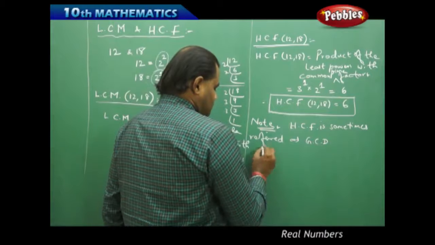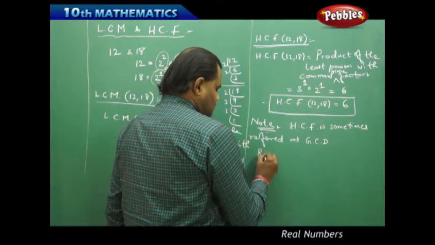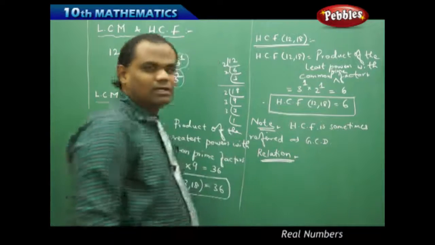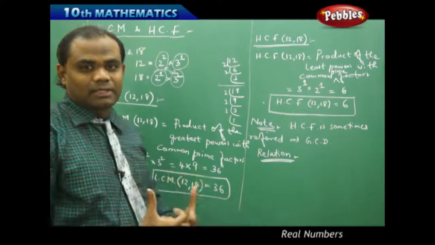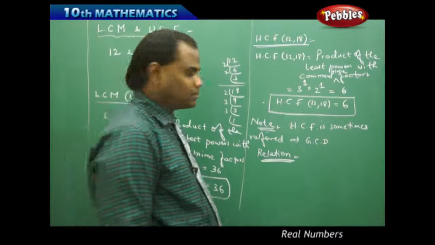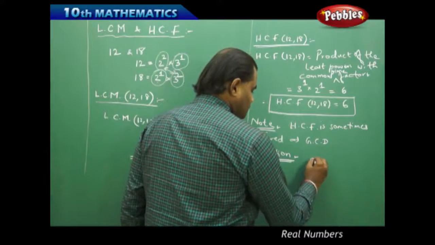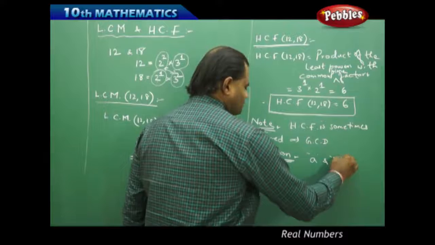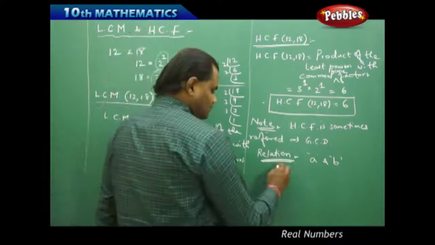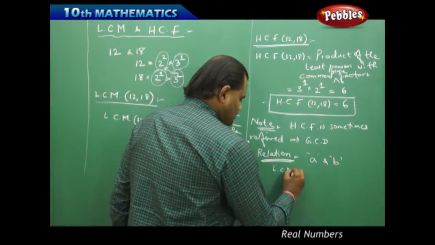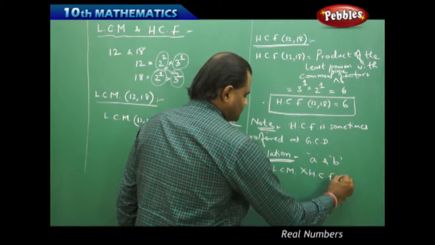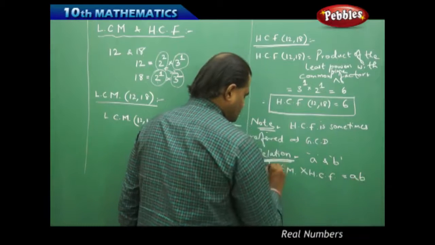Next, one of the most important relations between LCM and HCF is that they are very much related through a mathematical equation. If I want to find the LCM and HCF of two numbers, say A and B, my numbers are A and B, then LCM into HCF is the product of the numbers.